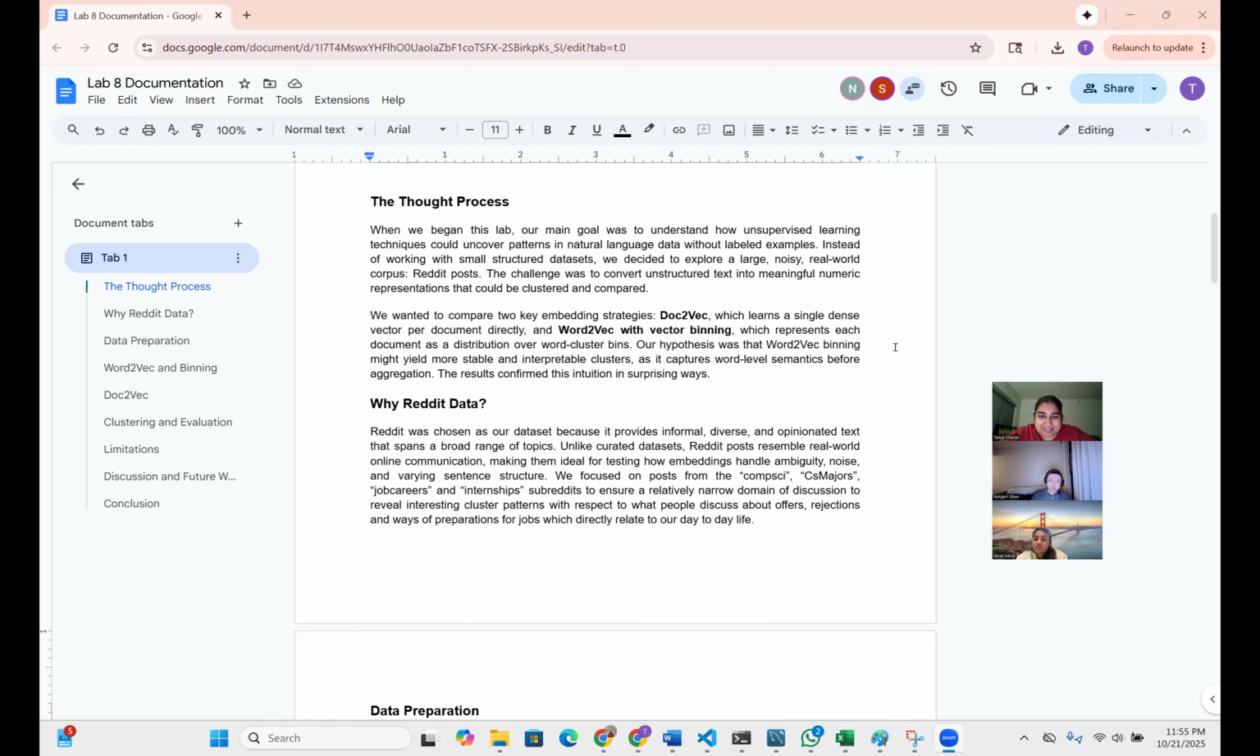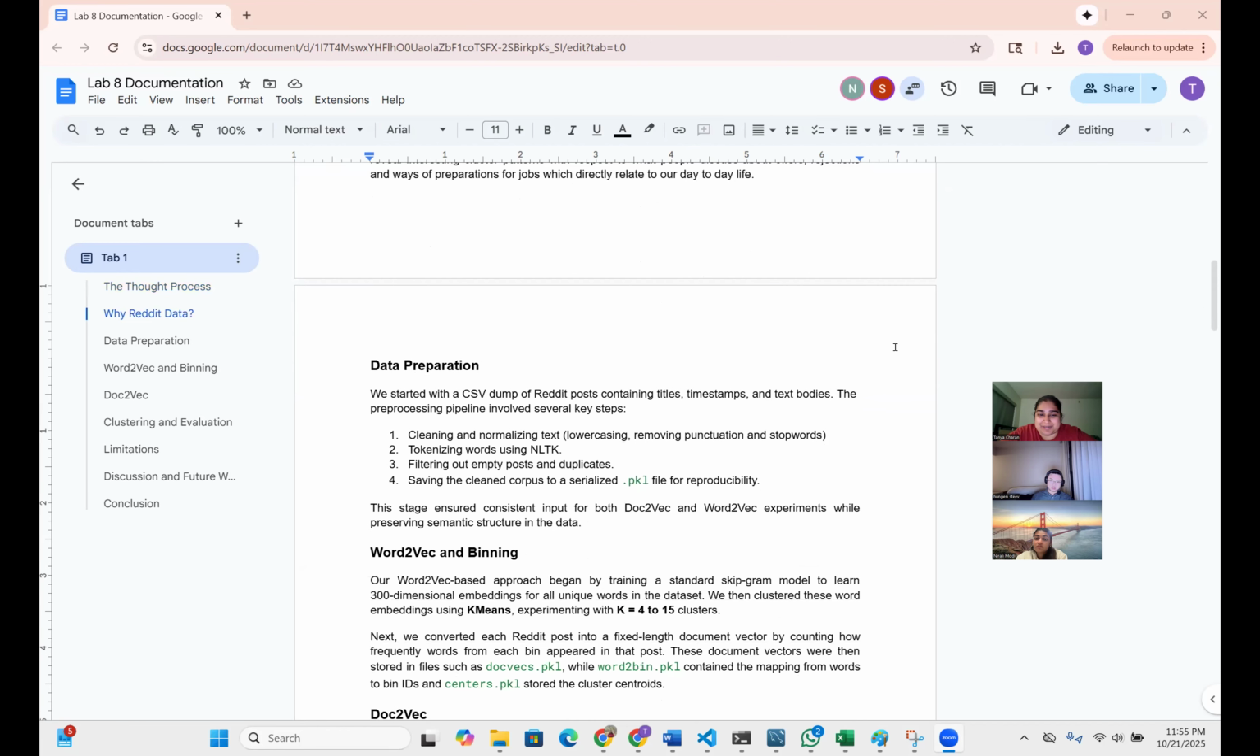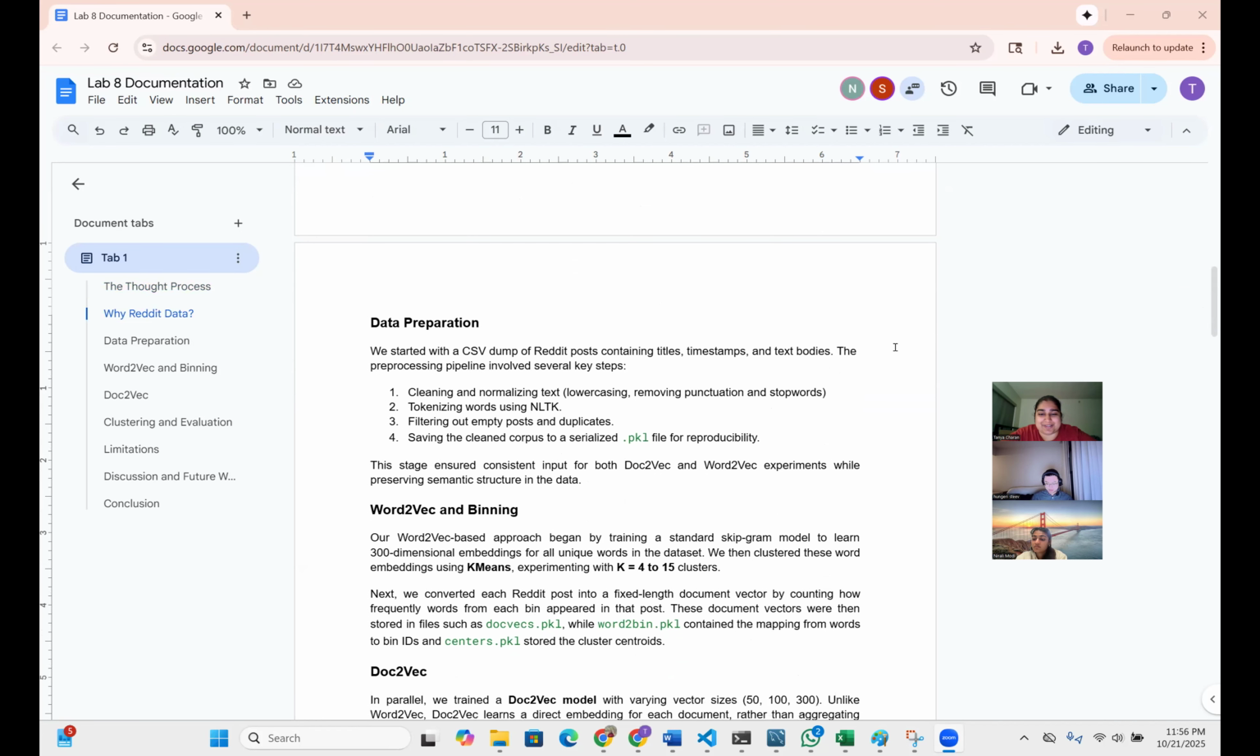With that being said, we did have a little bit of a pipeline to prep the data. This did start with taking our CSV file of the Reddit posts, which contain information like the titles, the timestamps, and the text. And then we worked with cleaning and normalizing it, tokenizing the words with NLTK, filtering out empty posts and duplicates, and then saving the cleaned corpus to the serialized pickle file for reproducibility. So this also helped just make sure that we had everything prepared and ready to go for Doc2Vec and Word2Vec.